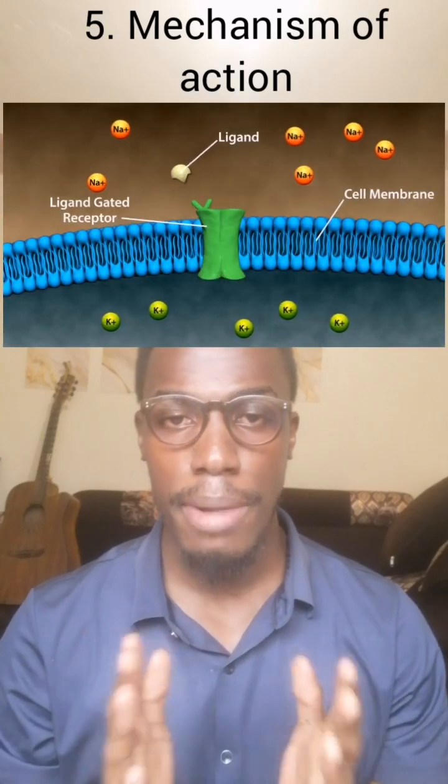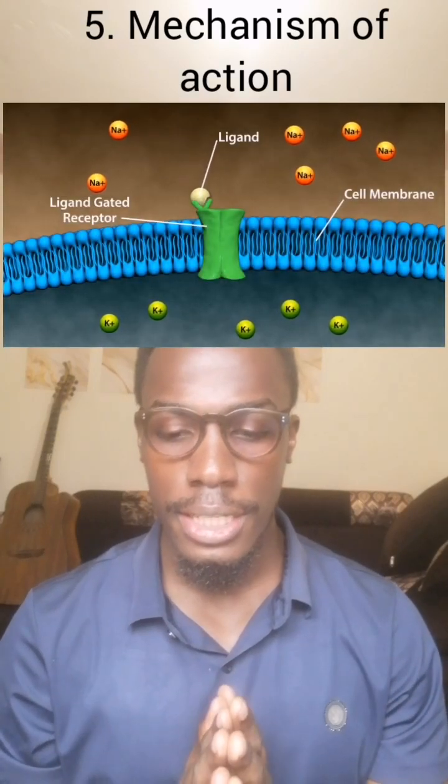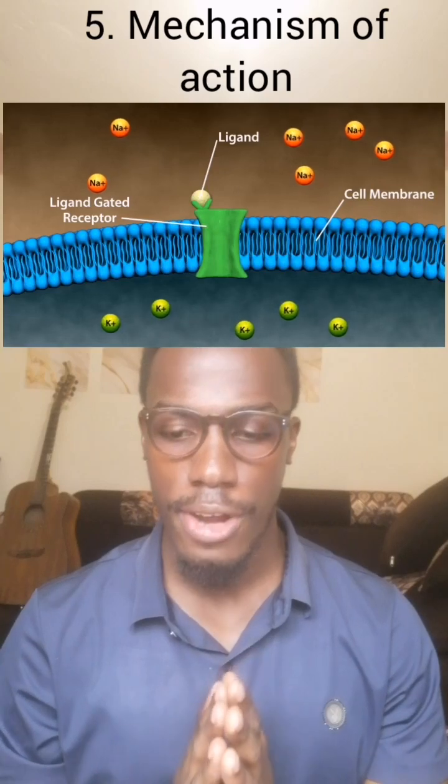Number four is the indications of the particular drug. It's important for us to be able to know where the use of this particular drug is acceptable medically. For example, paracetamol can be indicated for mild to moderate pain. Number five is the mechanism of action of a particular drug for a particular indication. In other words, how does the drug bring about its effect in the individual who has taken the drug?